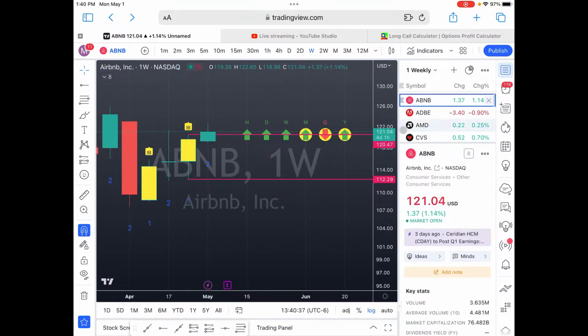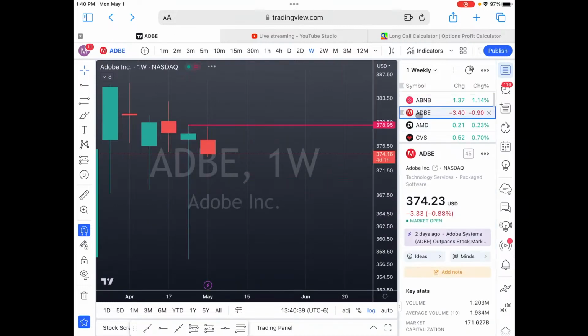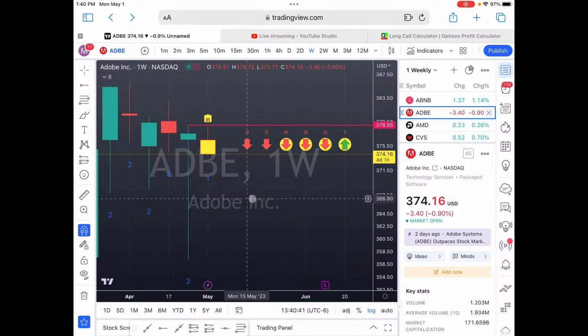I'm going to hop on to the next one here, Adobe. So let's look at Adobe. Adobe had this crazy candle. This is what we would call a hammer candle. You guys should all have sound now. I apologize for that.